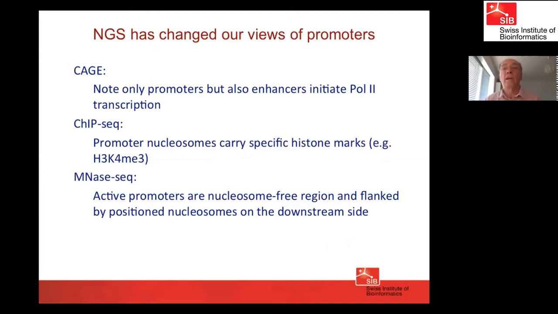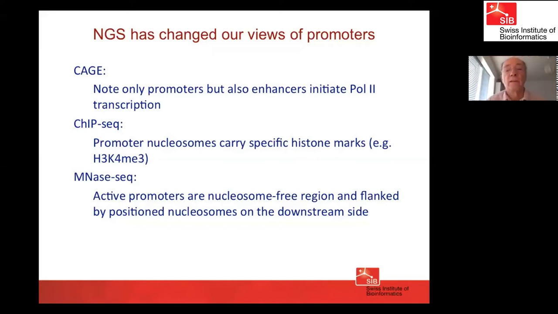NGS has really changed our views of promoters. Some new insights gained. CAGE revealed that not only promoters but also enhancers are transcribed by polymerase II. And ChIP-seq allowed us to identify promoter-specific histone marks like H3K4me3 and to investigate the function of histone marks in a more systematic manner. And finally, mRNA-seq has revealed that active promoters are nucleosome-free. This was suspected but not really demonstrated, and that they are flanked by positioned nucleosomes on the downstream side.